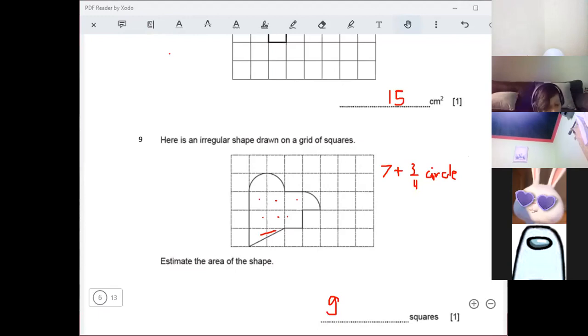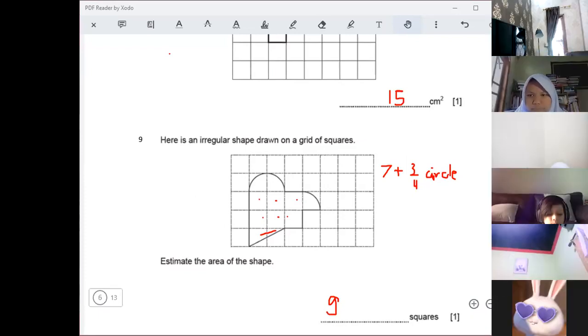Yeah. You don't need to answer with the formula of finding the circle. It will be wasting time. Just look at this. Here is an irregular shape. Estimate the area. Kalau estimate itu nggak harus persis ya. Jadi kalau estimate nggak harus sama seperti itu. Fully like that. No.